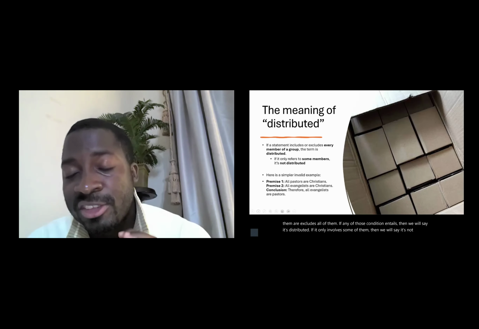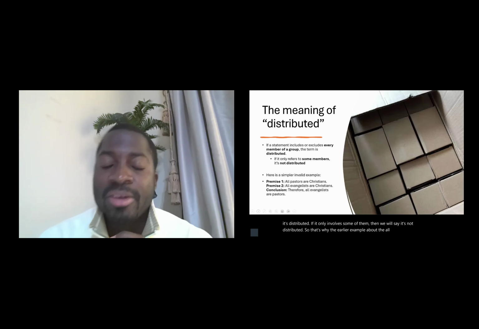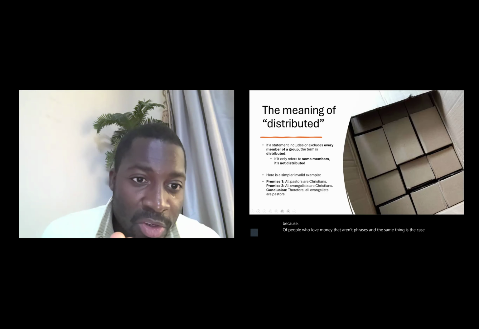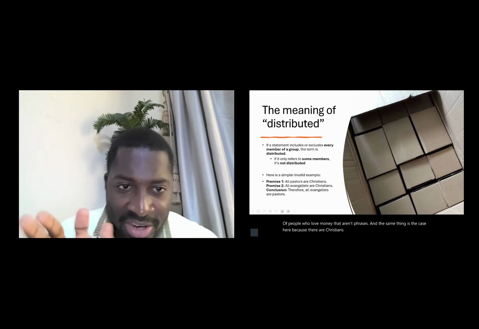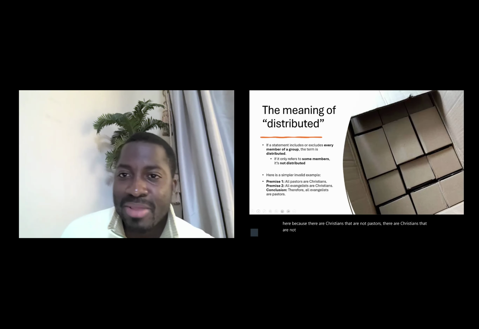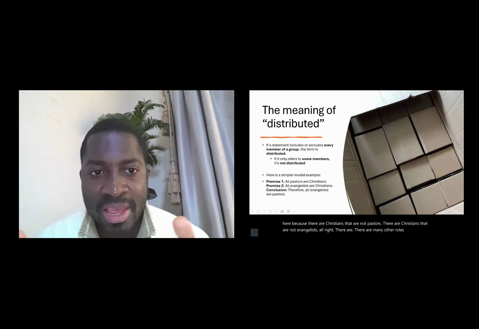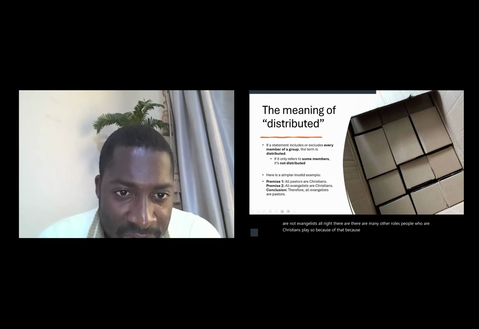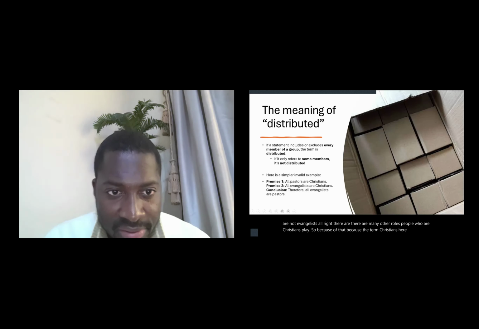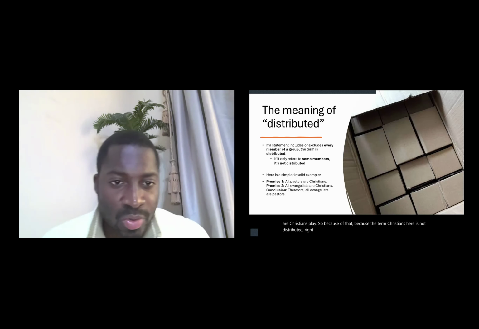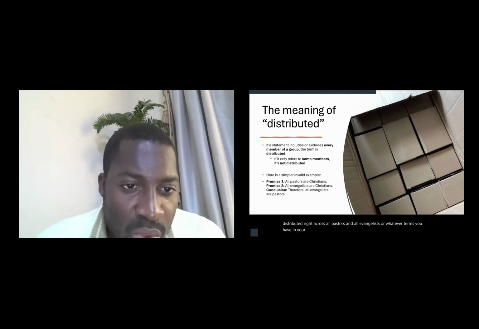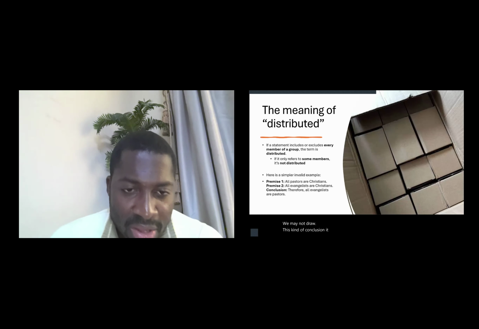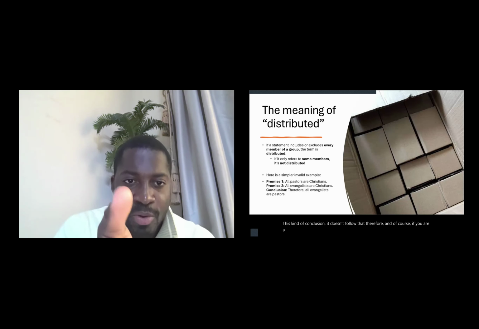So that's why the earlier example about all Pharisees didn't work, because there are other people who love money that aren't Pharisees. And the same thing is the case here, because there are Christians that are not pastors. There are Christians that are not evangelists. There are many other roles that people who are Christians play. Because the term Christians here is not distributed across all pastors and all evangelists, or whatever terms you have in your own example, we may not draw this kind of conclusion. It doesn't follow that, therefore.